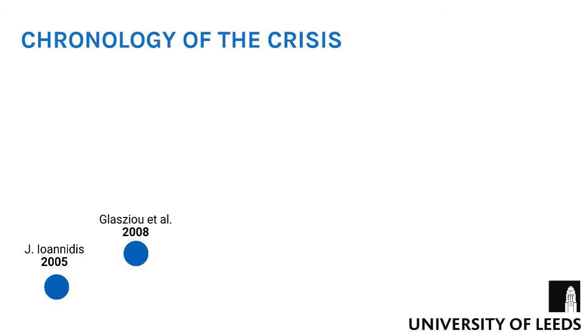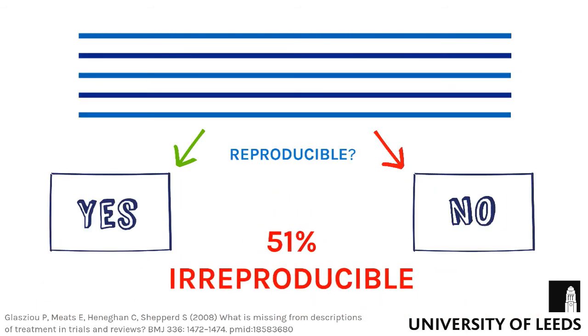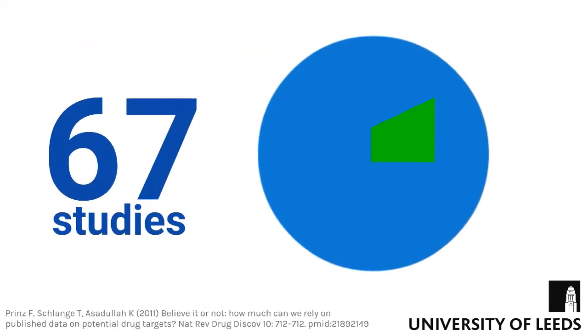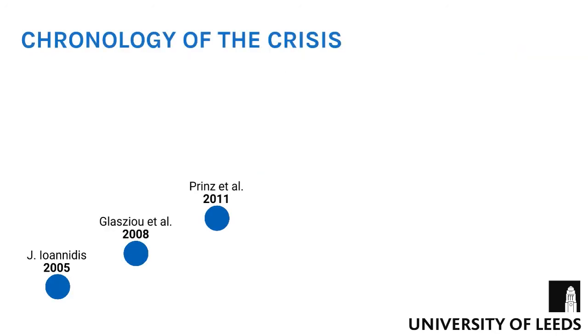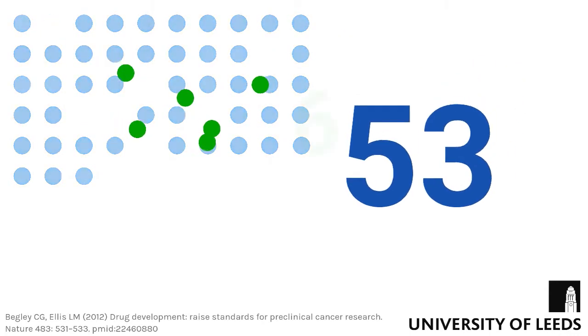The next prominent study in 2008 looked at treatment descriptions in 80 papers. 51% did not have sufficient detail to be replicated. Then, in 2011, Prinz et al. repeated 67 of their own studies. They found that only 25% could be reproduced sufficiently. In 2012, Begley and Ellis looked at 53 landmark studies. They found that only 6 could be reproduced.